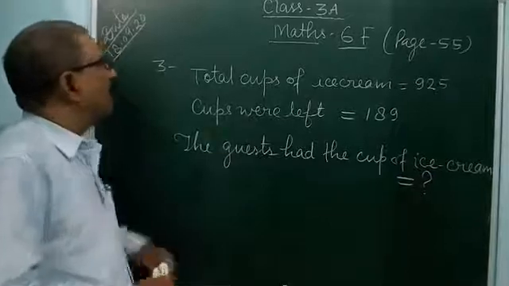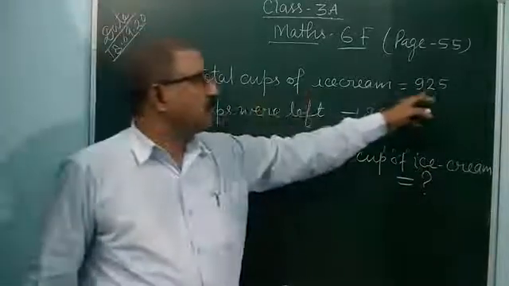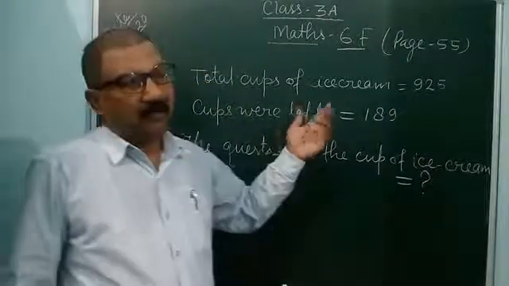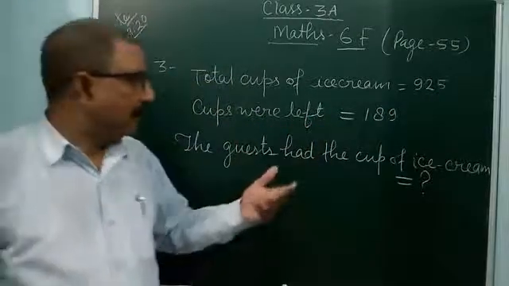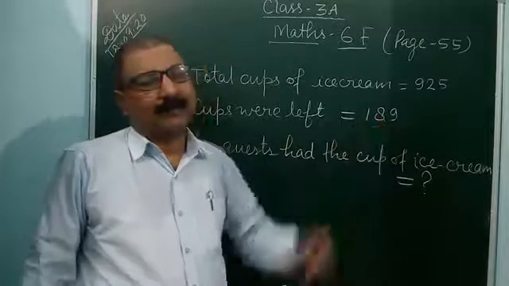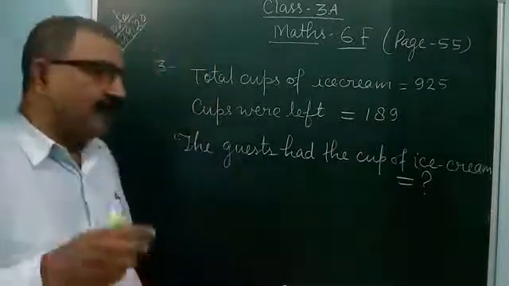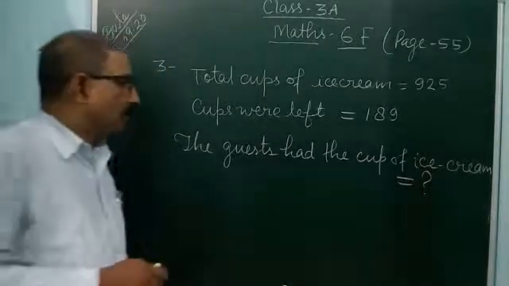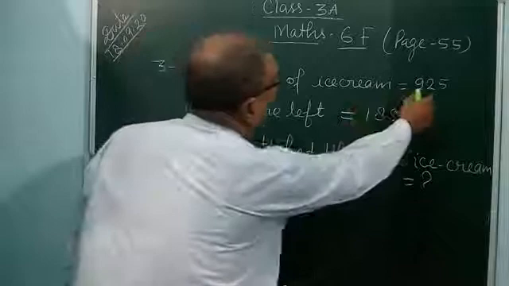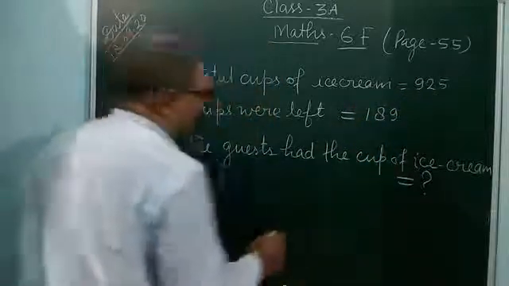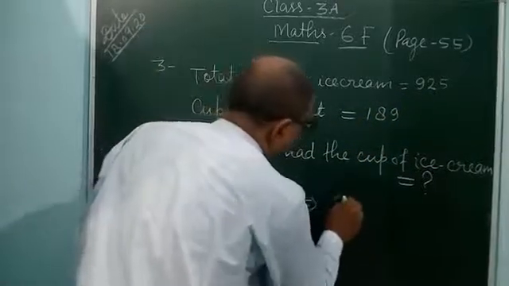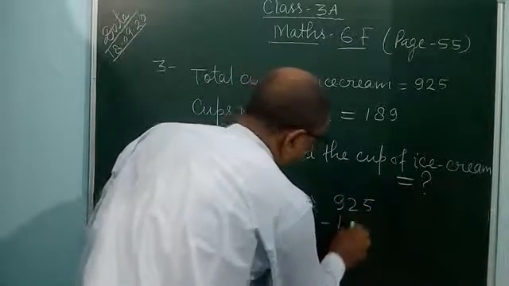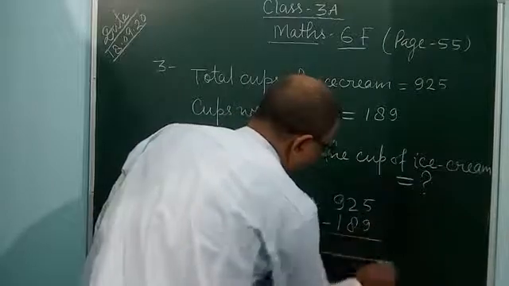So you can see total cups of ice cream was 925 and cups left at the end of the party were 189. So how many cups of ice cream did the guests use? You can subtract: 925 minus 189.